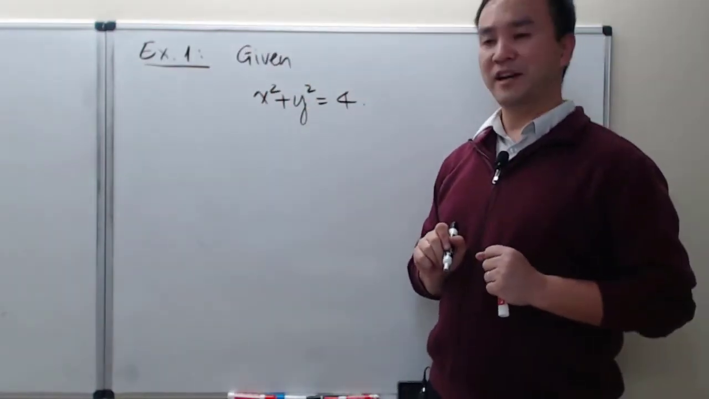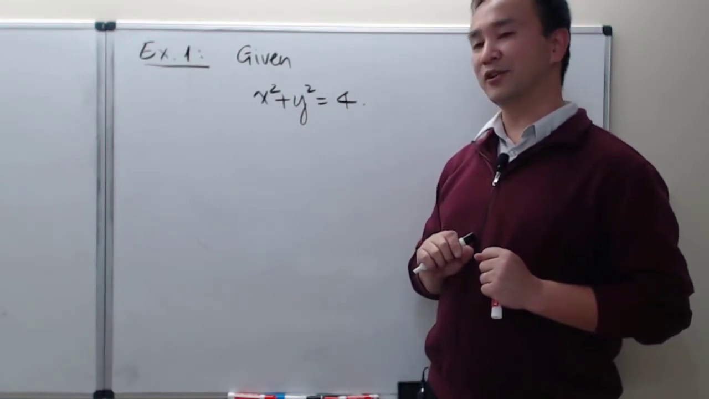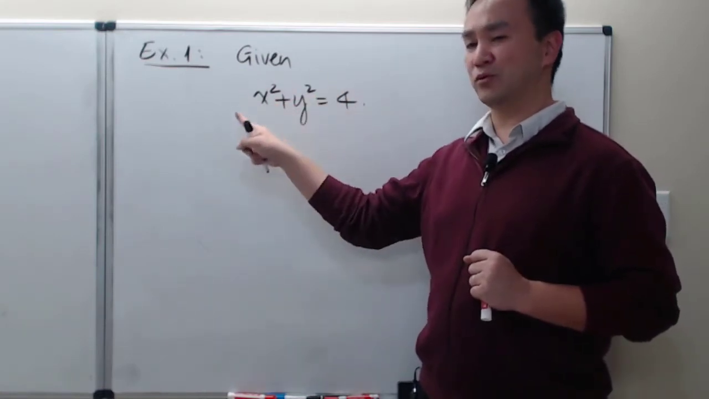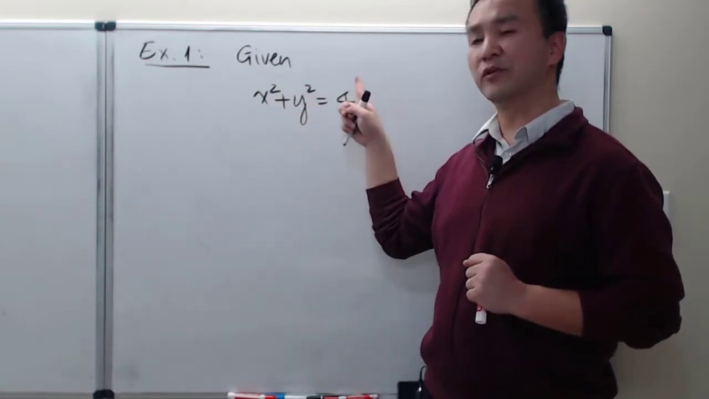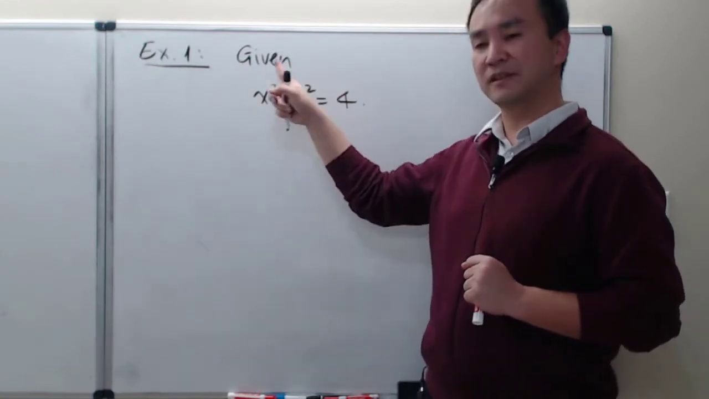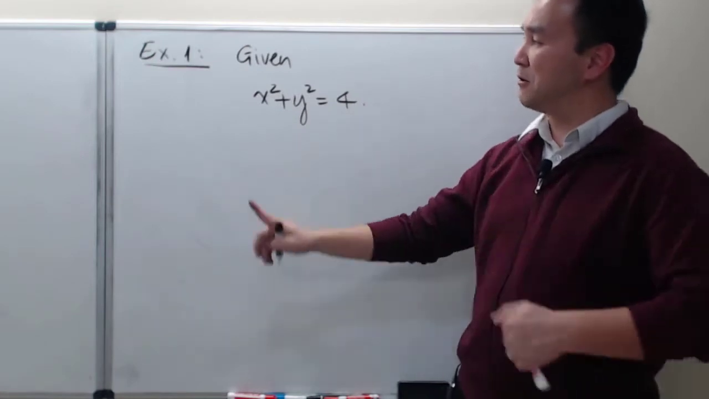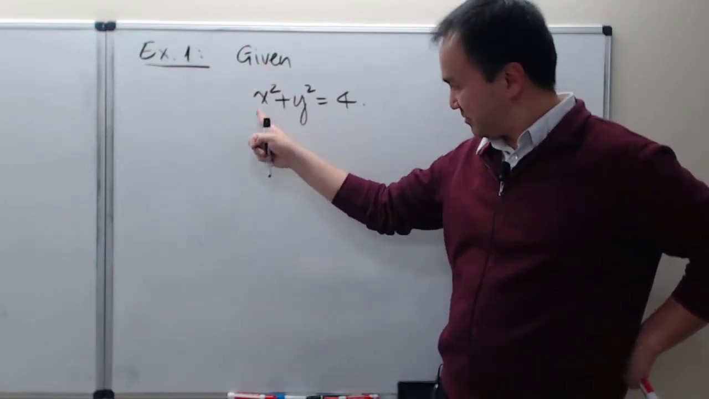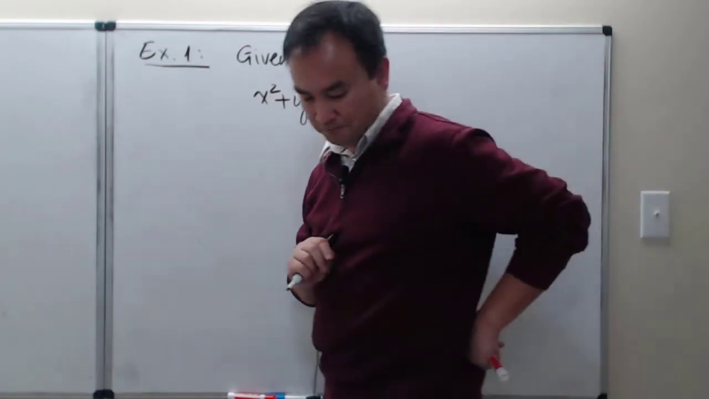And for any viewer watching this video, I have a little friendly warning. Before I start, go ahead and have for yourself, or recall for yourself, what the graph of this equation looks like, okay? But now, back to the problem itself. We are given this equation, x squared plus y squared equals 4. And now part A of the example.